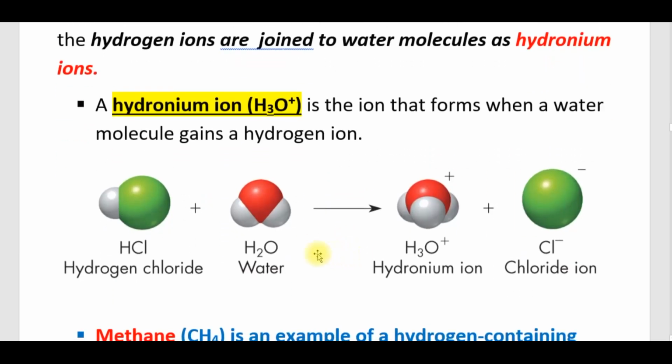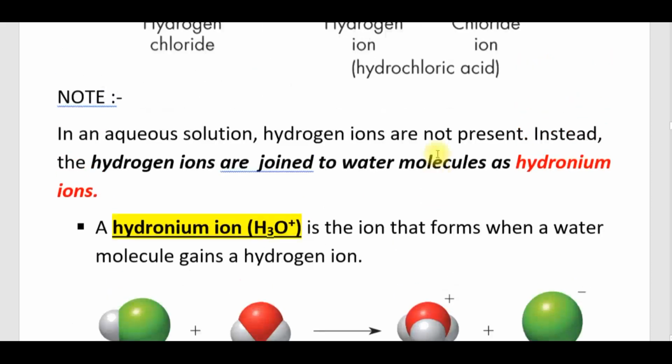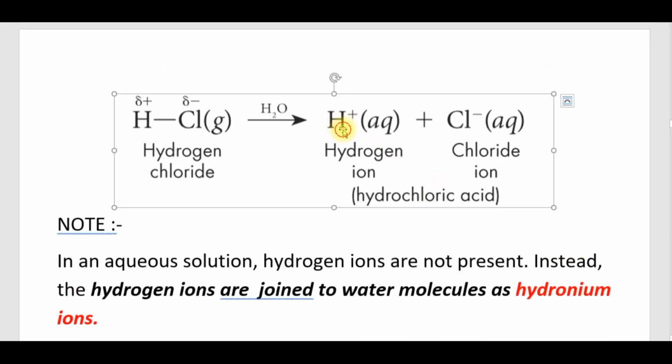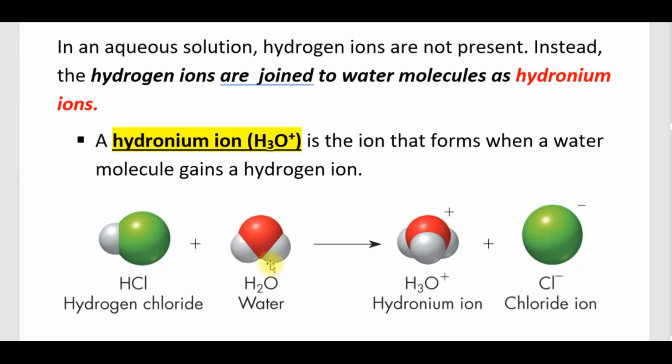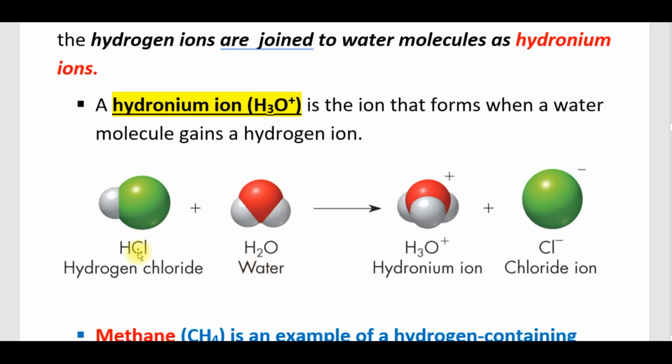If HCl is dissolved in water, what will happen? We know that HCl is dissociated into H+ and Cl-. And that H+ reacts with H2O to form H3O+. That H3O+ is called the hydronium ion, and the other, Cl-, is a chloride ion. So the HCl first ionizes into H+ and Cl-, and that H+ combines with H2O and gives a hydronium ion, H3O+, and the chloride ion.